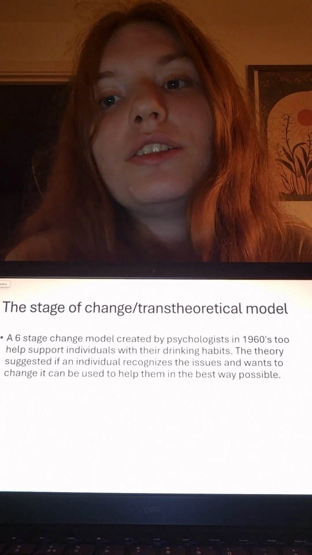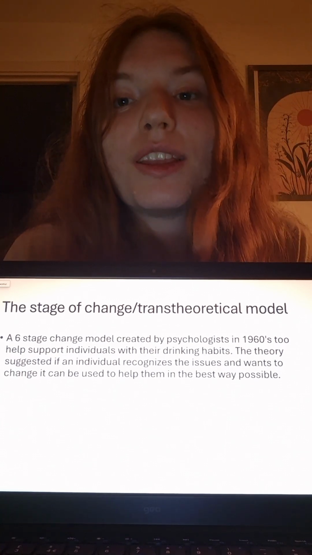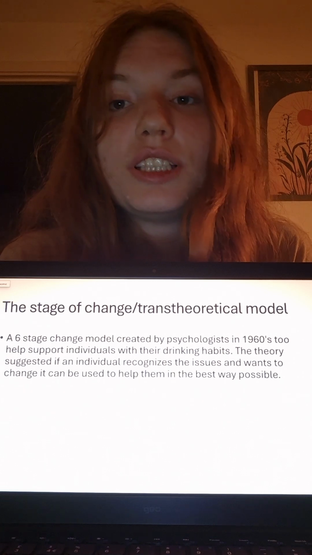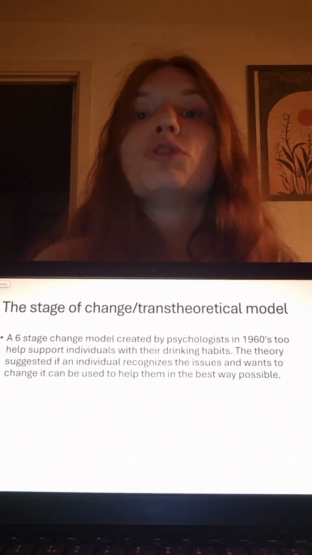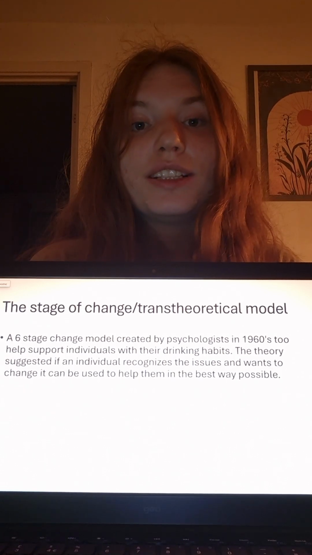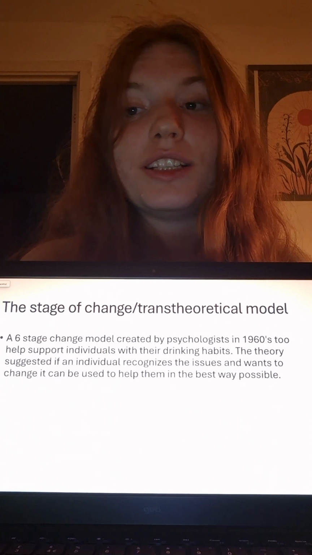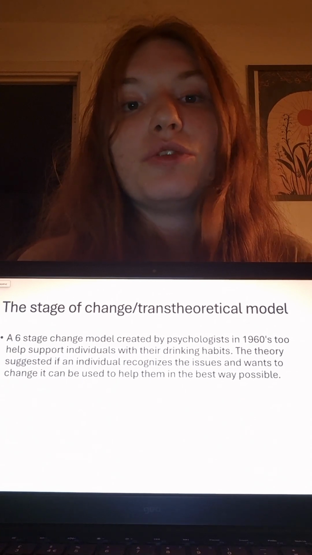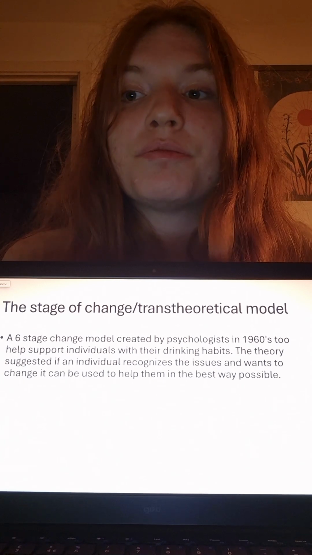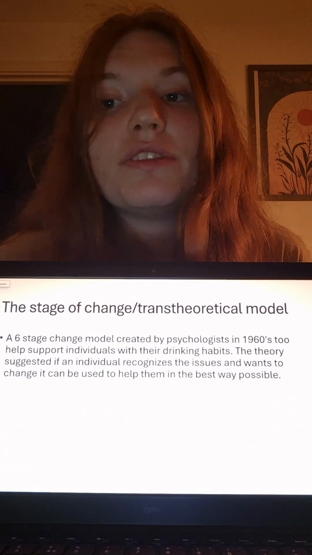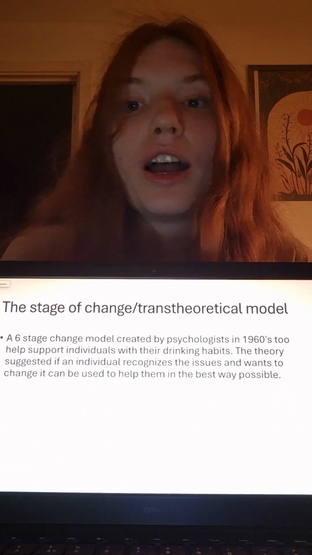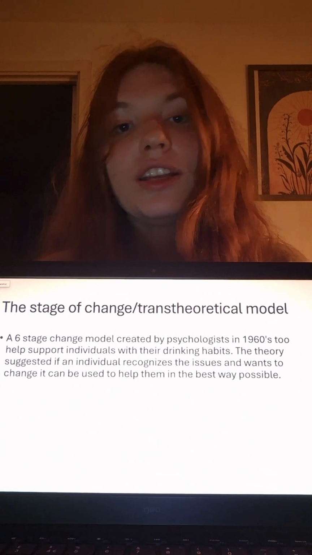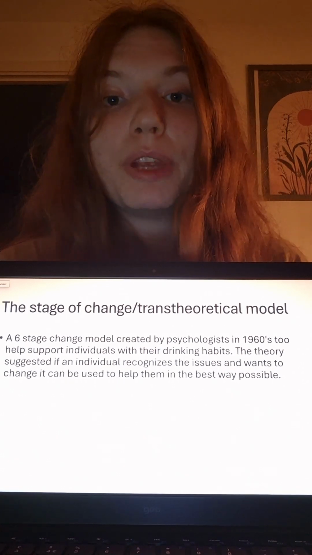The stages of change. This is a six-stage change model which was created by psychologists in the 1960s. It was created to help support individuals with their drinking habits. The theory suggests if an individual recognises the issue and wants to change, then this can be applied to help them.